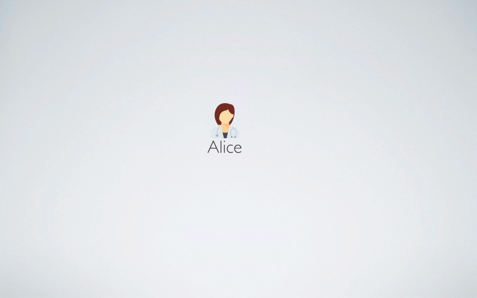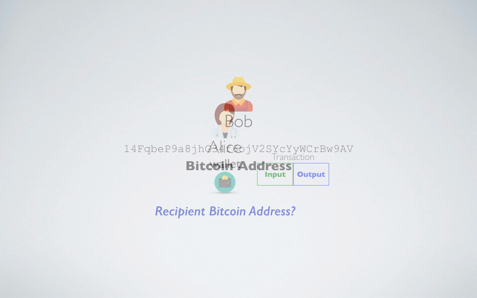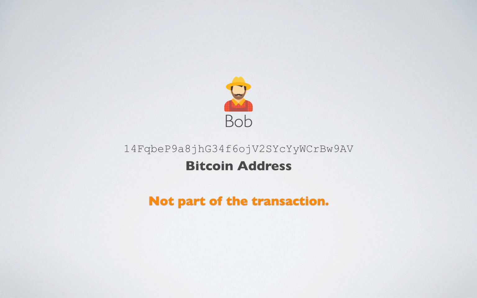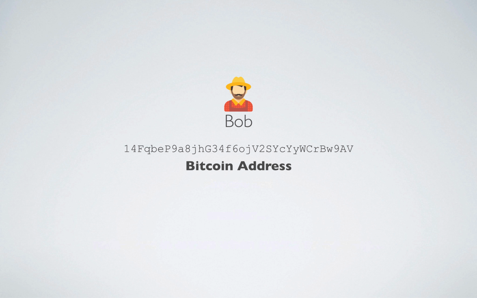When Alice creates a transaction, her Bitcoin wallet will prompt her for Bob's Bitcoin address and not his hash public key. Even though Bitcoin addresses, again just a series of numbers, are not part of a transaction and therefore not part of the live blockchain, they're used because they're a bit smaller and reduce the chances of making a mistake when entering or copying them. Bottom line, Bob's hash public key can be derived from his Bitcoin address. Deriving the hash public key is done behind the scenes by the wallet software.